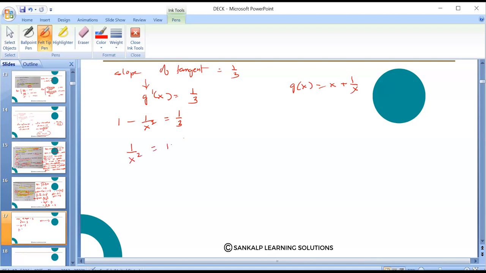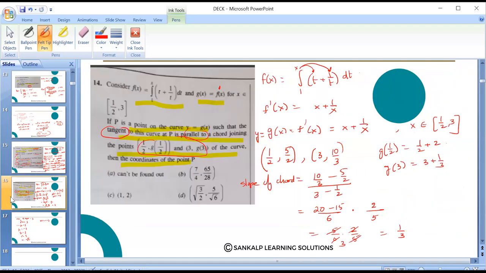Or 1 by x square equal to 1 minus 1 by 3. 1 by x square is 2 by 3. x square is 3 by 2. x is plus or minus square root of 3 by 2. So in the options, plus or minus square root of 3 by 2. In which option can you find that? Option D. At least the plus you can find. So option D is the correct answer.